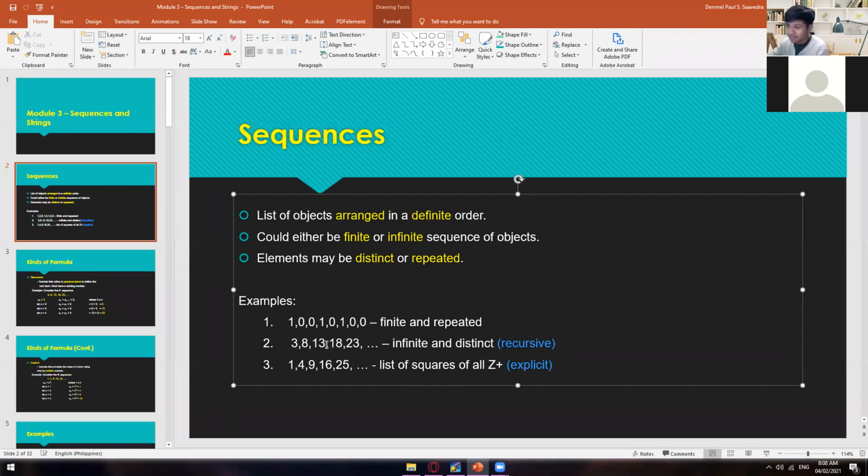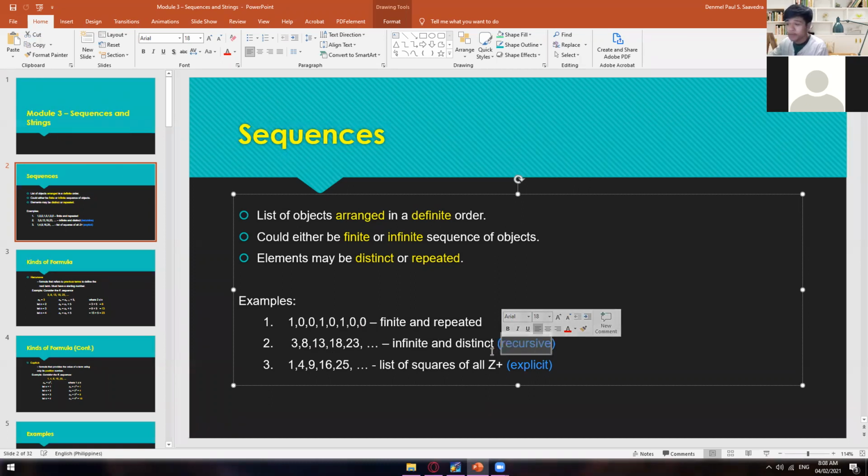Hello, guys. Can you still follow? So the second term can be identified just by adding 5 to the past term. So 3 plus 5 is 8. To identify the next one, just add 5. So 8 plus 5 is 13. Then the same for the next one: 13 plus 5 is 18, and then 18 plus 5 is 23. So as you can see, this one is distinct. In other words, we call this one recursive.